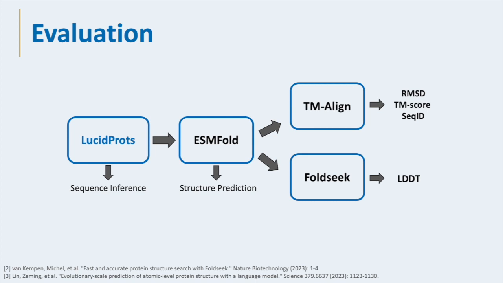To evaluate our model, we first generate the amino acid sequences. We then predict their structures using ESMFold. We decided to use ESMFold because it is way faster than AlphaFold and has only minimal performance loss. We then apply FoldSeek to obtain the LDDT score and TM-align to calculate the RMSD, TM score, and sequence identity between the generated and reference sequence.